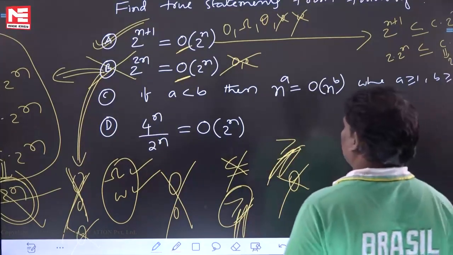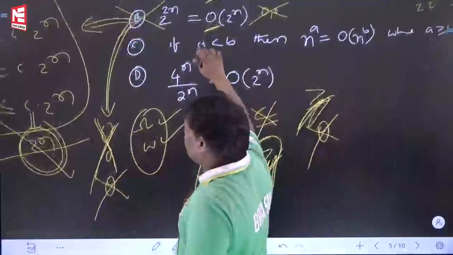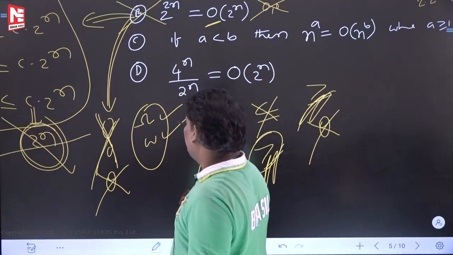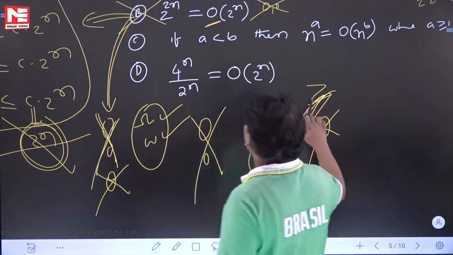Option B, this is the option B story: big O, small o and theta fail; small omega and big omega pass. Let's go to the next option.